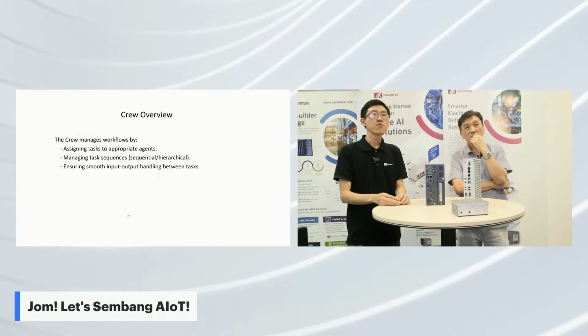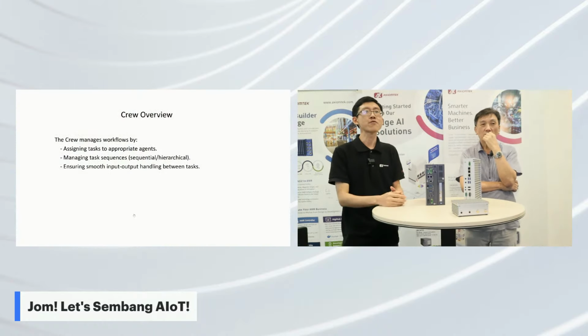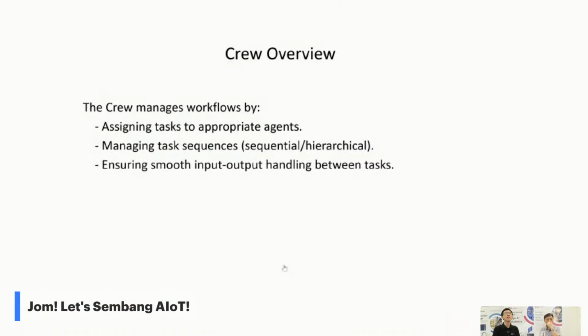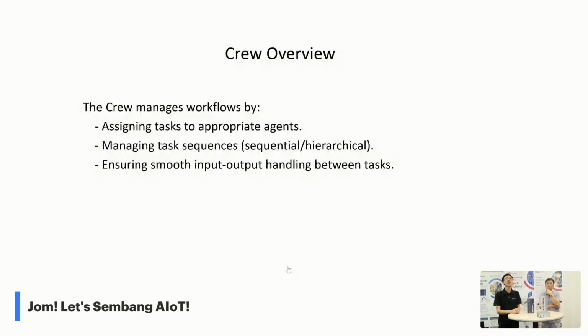So the main task of the crew is to manage the workflow. It will assign the task to the appropriate agent, and then manage the task sequence: which one starts first, which one is the last step. And then ensure smooth input-output handling between the tasks. So the crew controls everything.